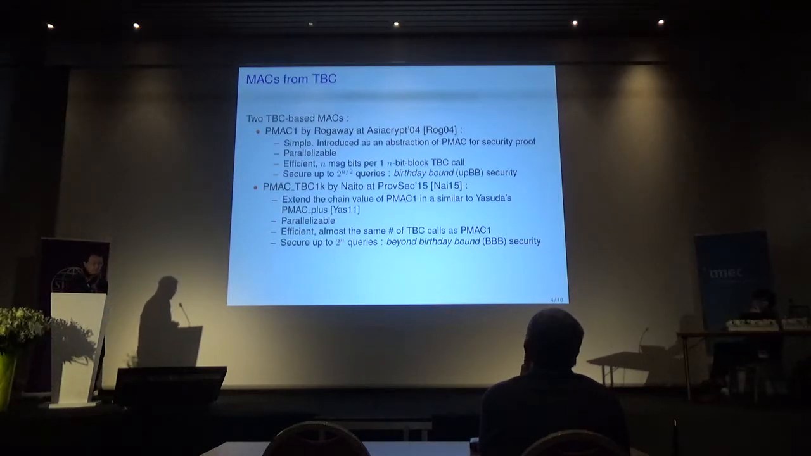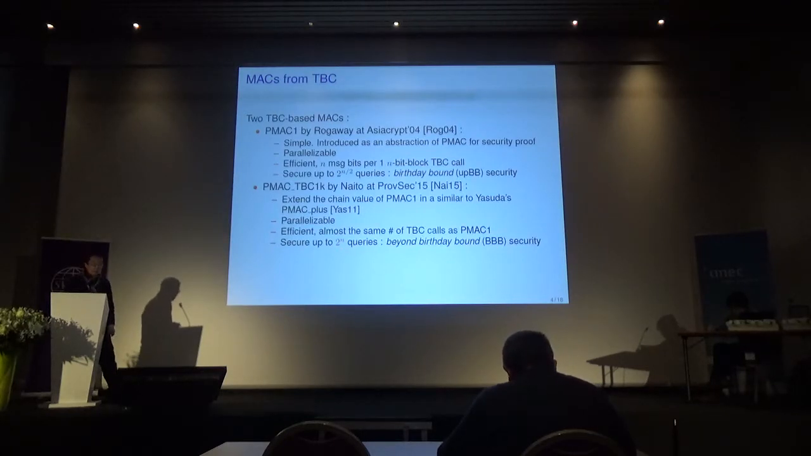And almost 10 years later, Naito at Asiacrypt 2015 proposed an extension of PMAC1 called PMAC_TBC1K, which extends the chaining value of PMAC1 from n-bit to 2n-bit in a similar manner to PMAC_Plus, which is a mode of operation having beyond birthday bound security. It is also parallelizable and efficient, using almost the same number of TBC calls as PMAC1, but its security has been significantly improved. I mean, it is secure up to 2 to the n queries, not 2 to the half of n, which means that it achieved beyond birthday bound security.